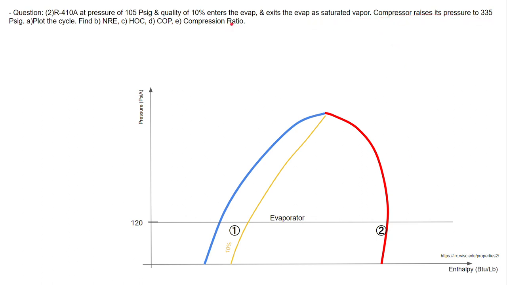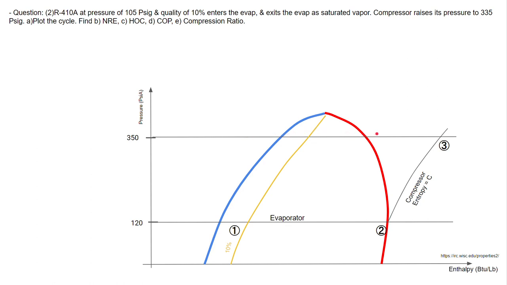Now, the compressor raises refrigerant pressure to 335 psig. So from point 2 we have to go and find the pressure of 335 psig, which is 350 psia, and we know that because when the refrigerant goes through the compressor, its entropy remains constant. We have to follow this constant entropy line, and this will be point 3. So from point 2 to point 3 is the compressor.